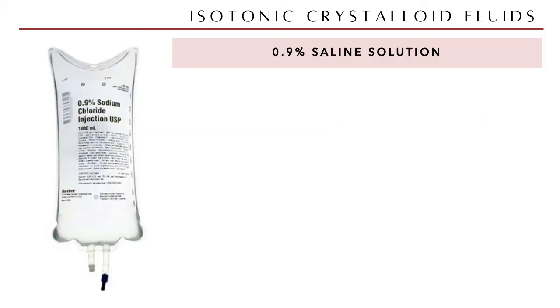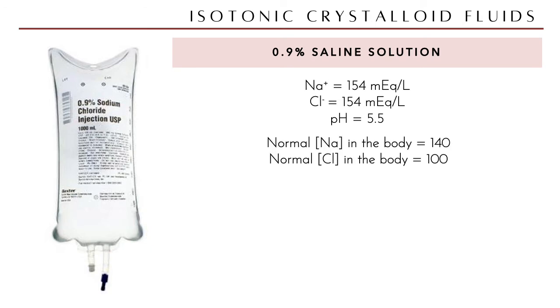All right, so saline. When you look at the ingredients, sodium will be 154 milliequivalent per liter. Chloride will be the same thing because it's sodium chloride. The pH is a little bit acidic, and this is where the problem lies. Remember, the normal physiologic osmolality is 280 to 310, and the total osmolality of saline is 308.